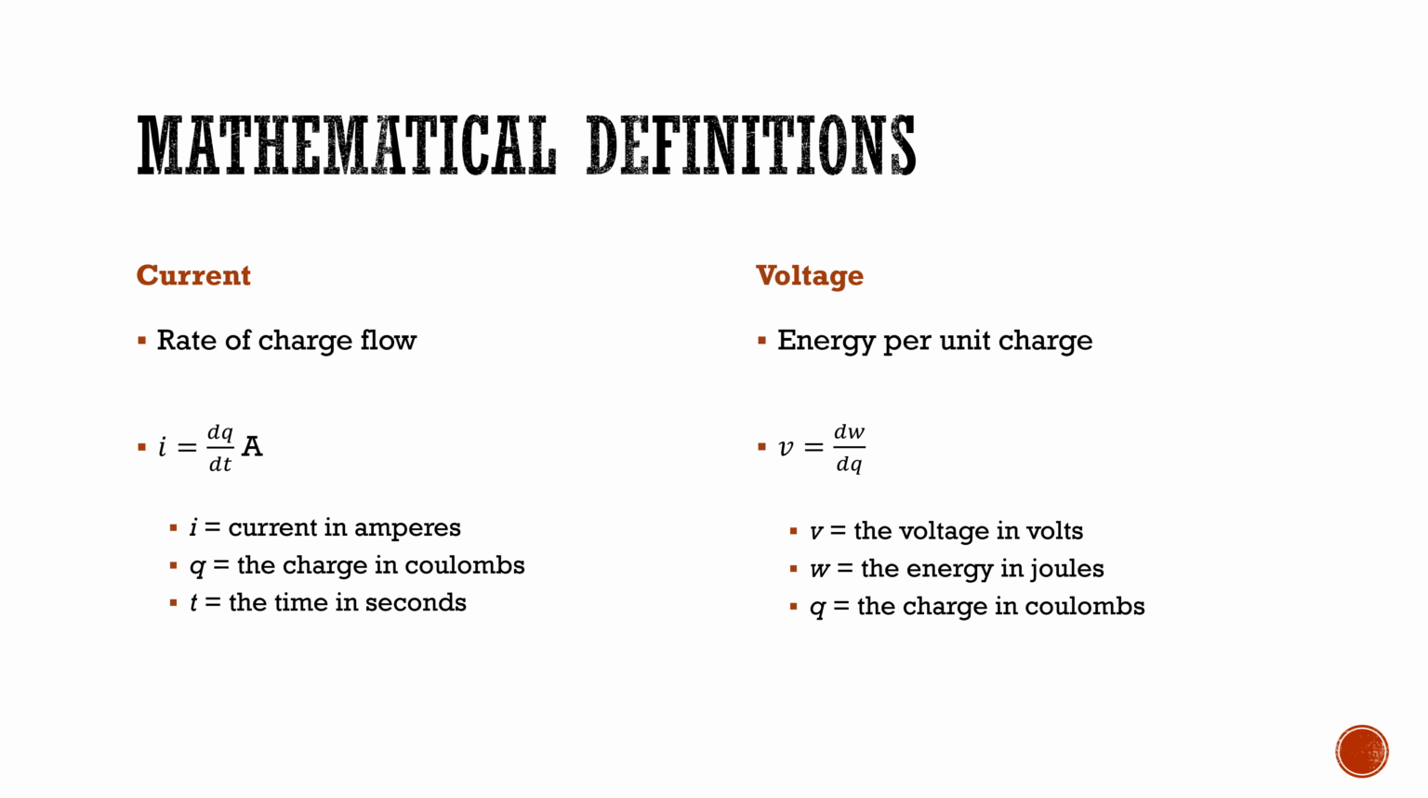Voltage. We defined voltage as the energy per unit charge expressed as dw over dq, where v is the voltage in volts, w is the energy in joules, and q is the charge in coulombs.